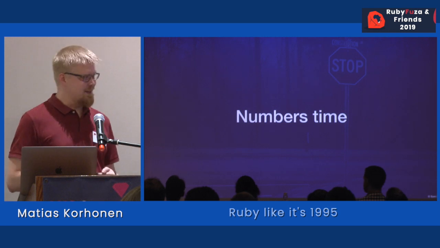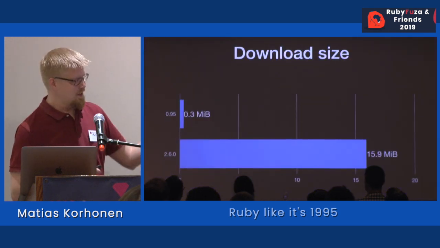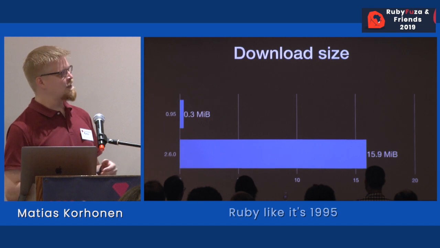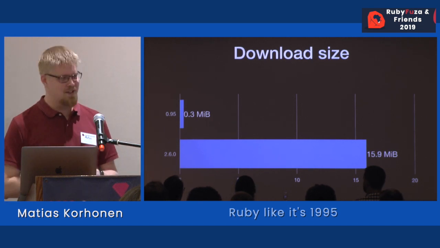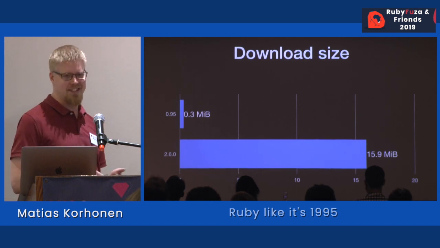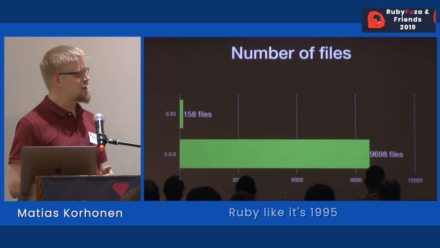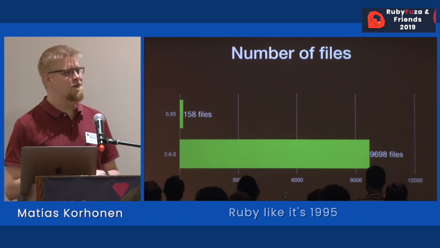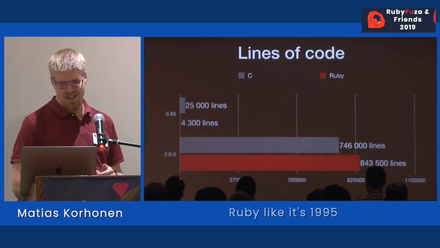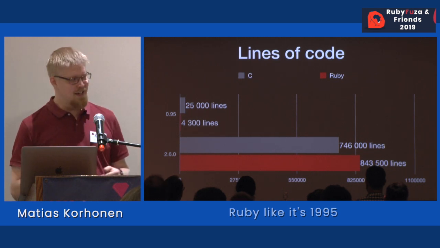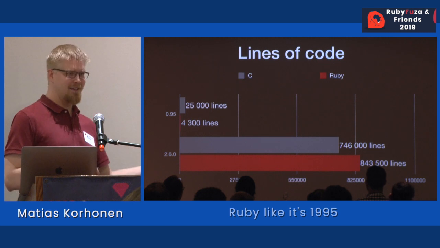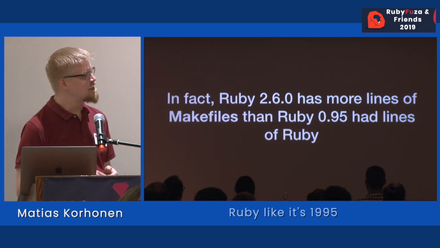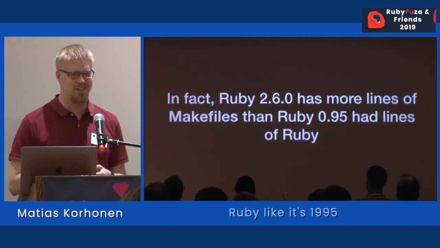And just before I end, let's have a little look at some numbers. Let's compare Ruby 0.95 to 2.6. So 0.95, 300 kilobytes approximately, and then Ruby 2.6, almost 16 megabytes. And these are both gzipped. Number of files: Ruby 0.95, almost 160 files, and Ruby 2.6 approaching 10,000 files. Lines of code is quite interesting. Modern versions of Ruby actually include more Ruby than C code, which is nice. And in fact, Ruby 2.6 has more lines of makefiles than Ruby 0.95 had lines of Ruby.